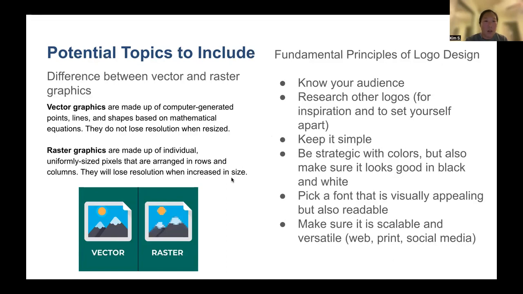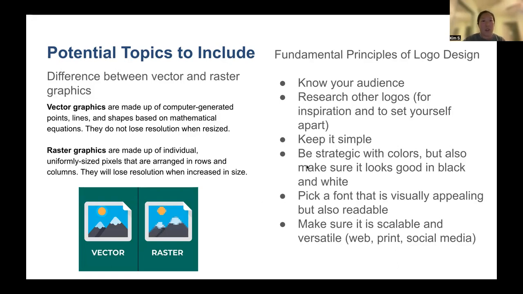And then we wanted to go over some big topics that you're going to hear throughout the webinar. So the first important topics that we're going to be talking about a lot are the differences between vector and raster graphics. And you can see with our example image some visual differences between the two. But vector graphics are going to be made up of computer generated shapes or points. And when you zoom in on a vector graphic, the resolution will stay the same. You won't lose resolution if you zoom in on it.